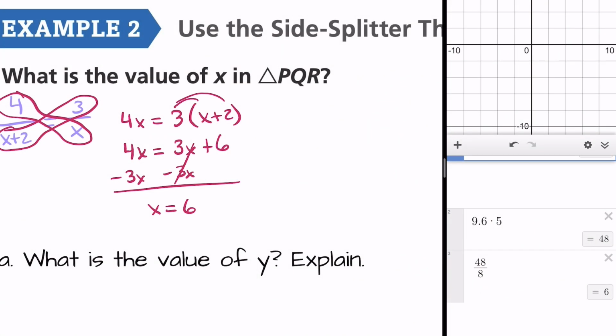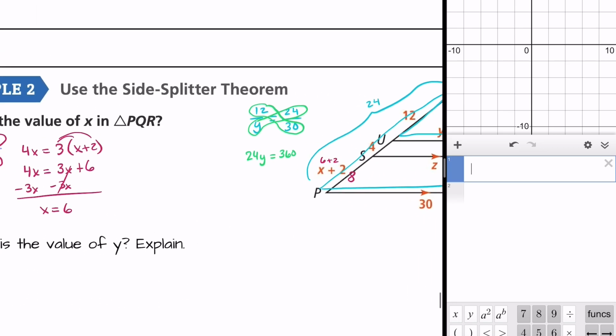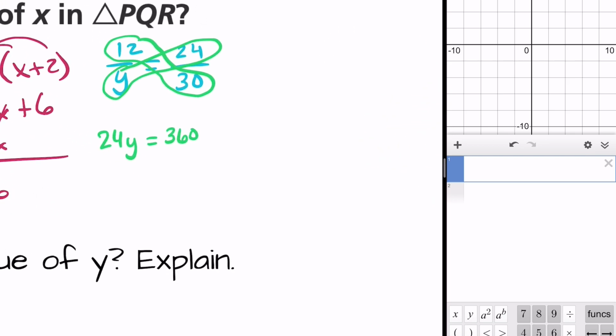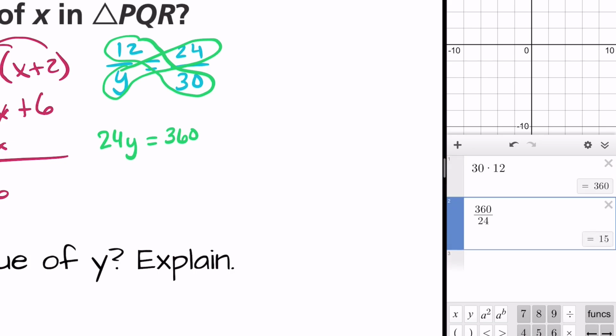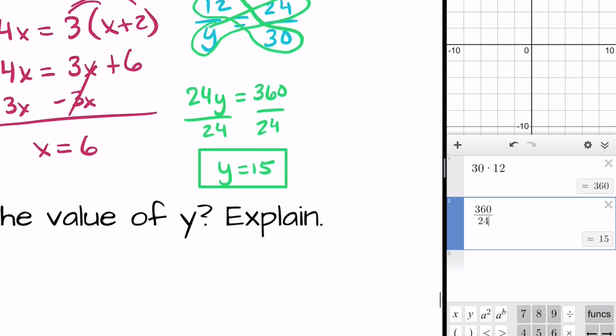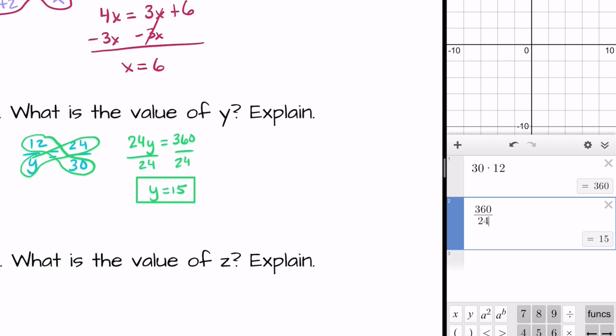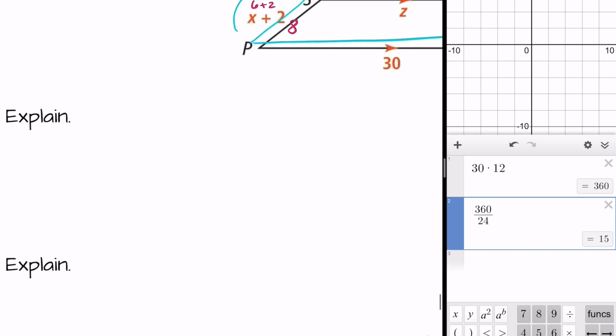All right, maybe I should just leave that up. So we have, where am I? Right here. 24y, 30 times 12 is 360. So 360 divided by 24 is 15. And yep, y is 15. So we have x is 6, we have y is 15, and the last part is solving for z.